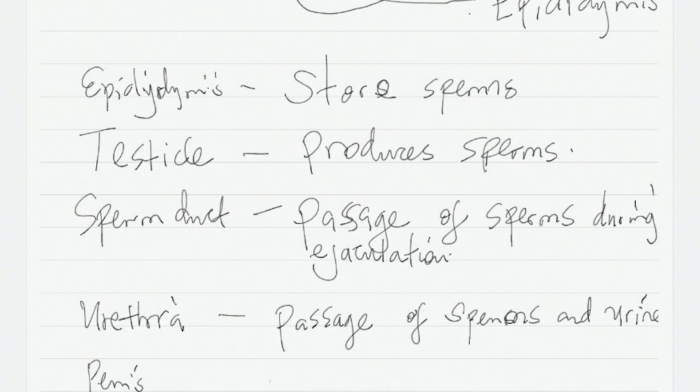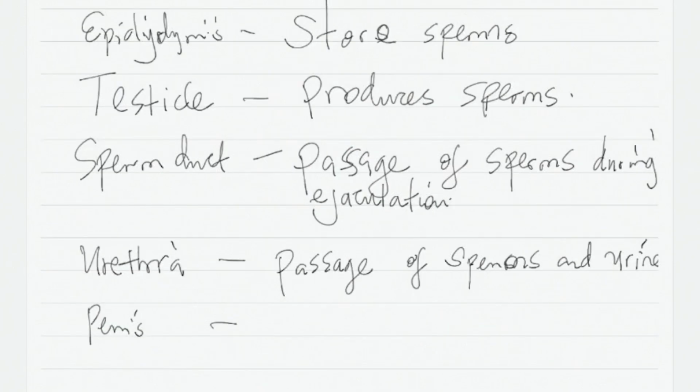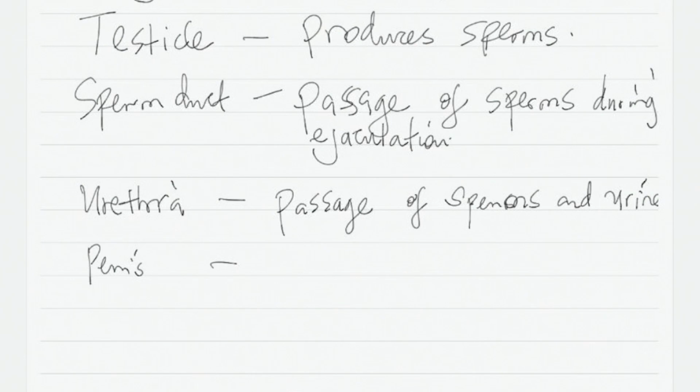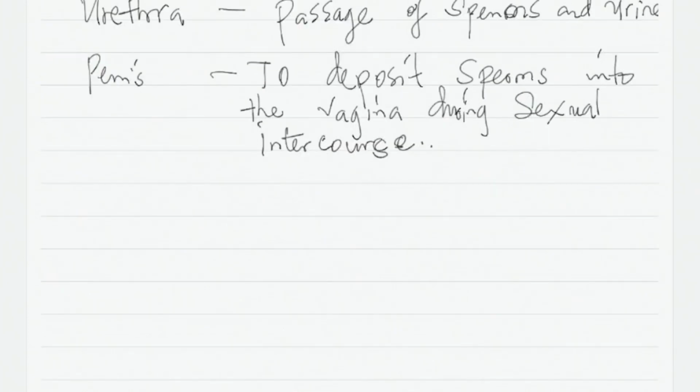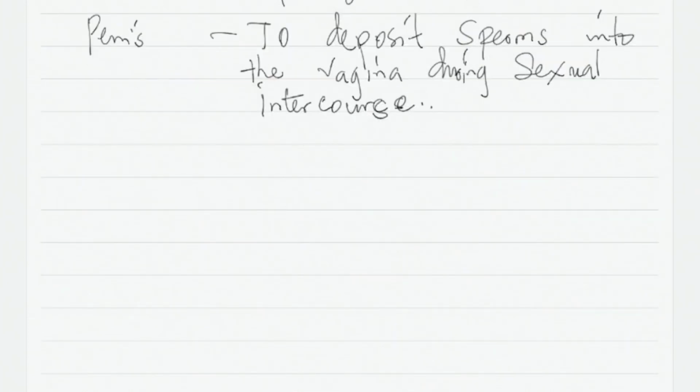Then we also have the penis. Its function is to deposit sperms into the vagina during sexual intercourse. So its main function is to deposit the sperms into the vagina during sex.